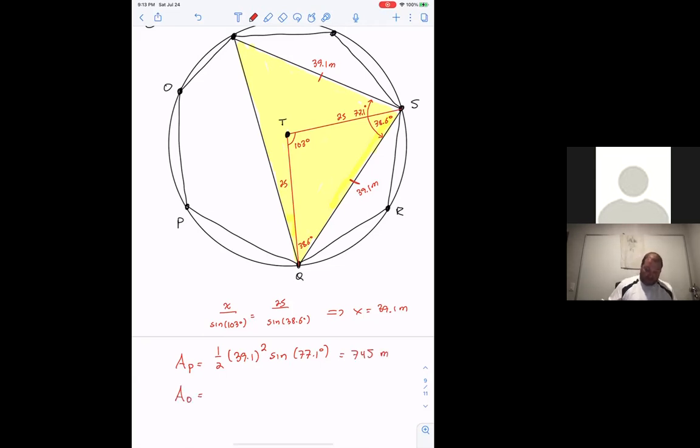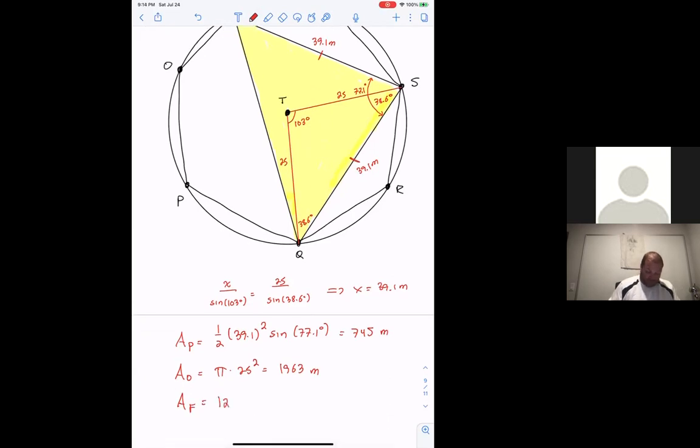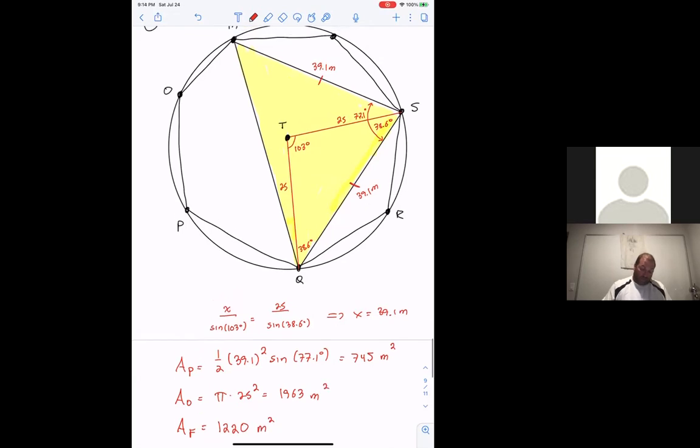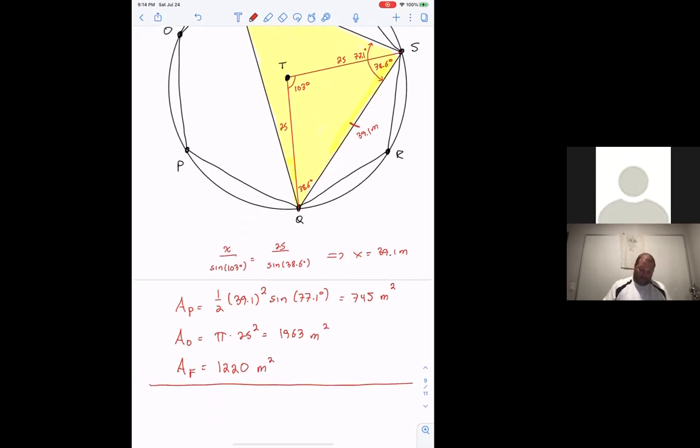Meanwhile, the area of the circle, again, is pi radius squared. 625 times pi is 1963 meters. And if I subtract 1963 minus that, this gives me an area of the flowers, which is 1,220 square meters, 3 sig figs. This should be meters squared for all of them. So that's my answer, and I'm sticking to it.